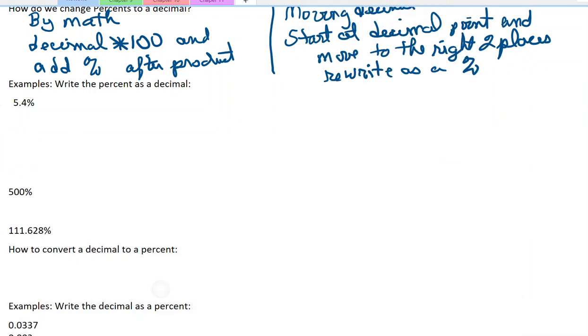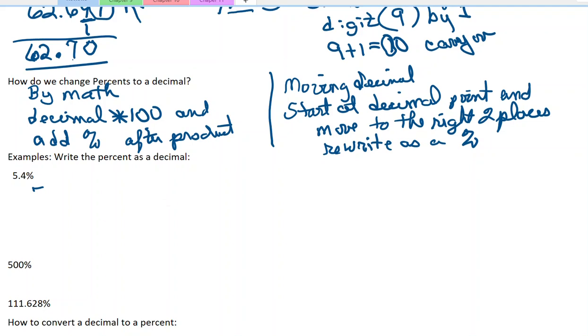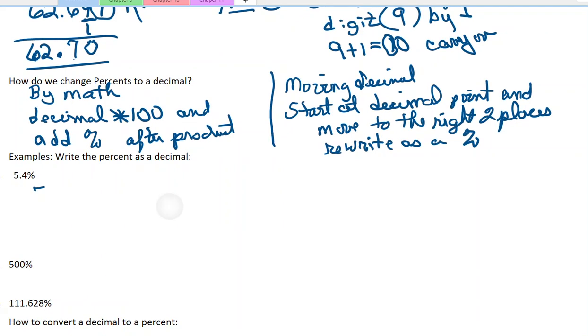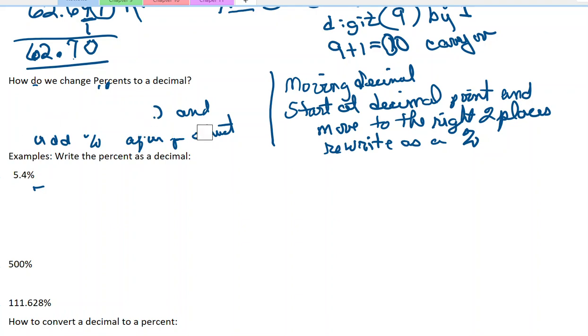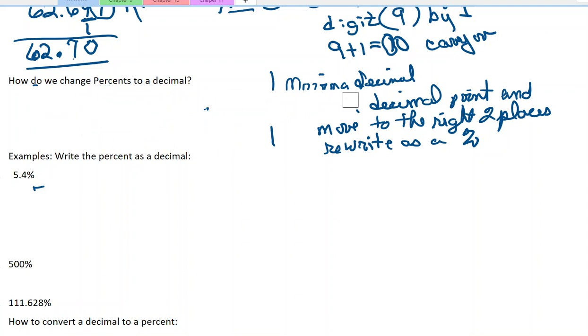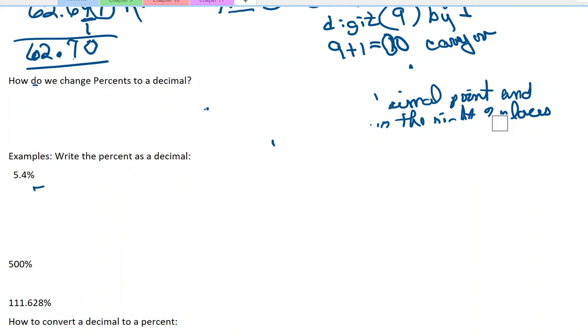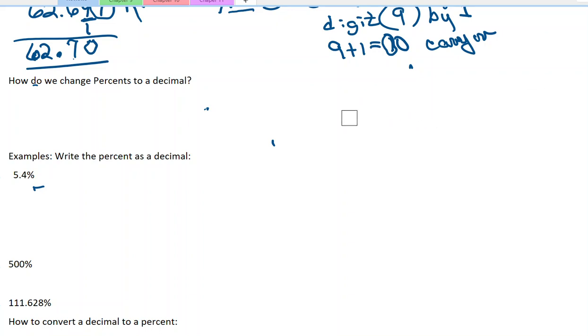If I do it by math, I do percent. Oh, wait, what did I do here? Oh, I did it wrong up here. Sorry about that. Let's go back up to the lesson. Percent to a decimal. I did decimal to percent. We'll do that next. I'm sorry. Let's go back. I apologize.